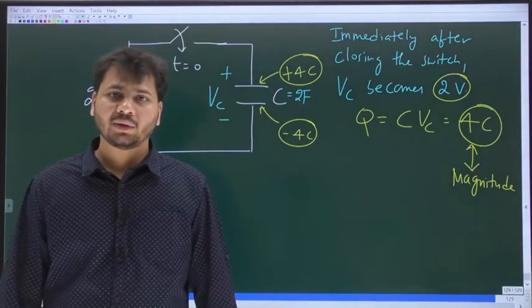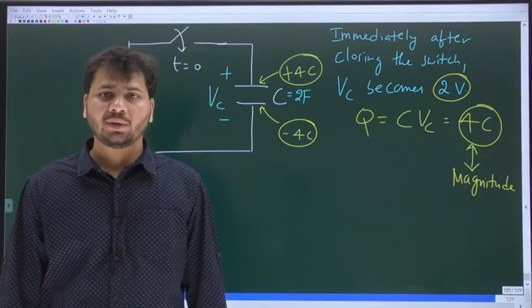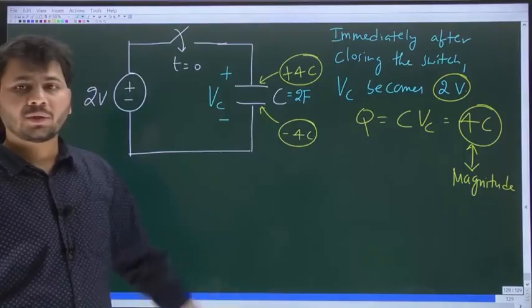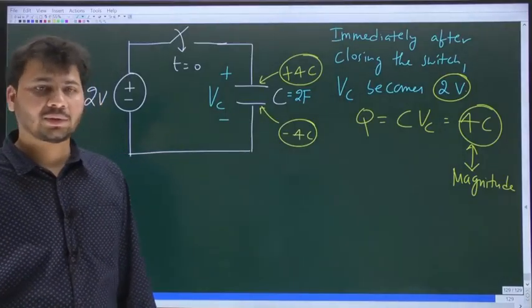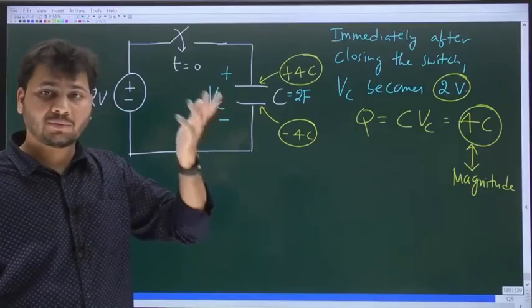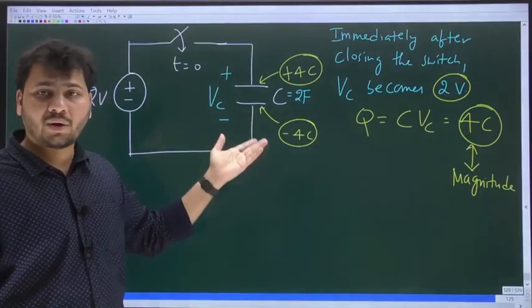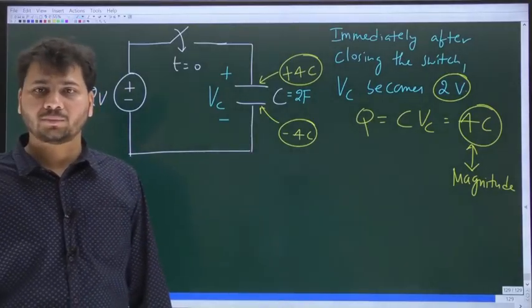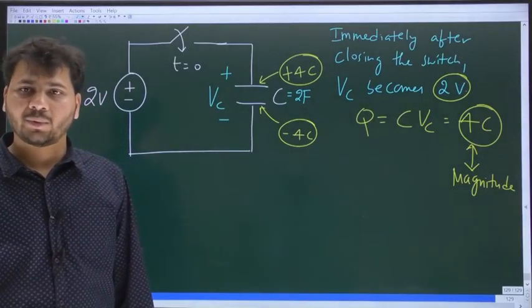Now my question is, how will both the plates attain their respective charges? How is the top plate getting plus 4 coulombs, and how is the bottom plate getting minus 4 coulombs? That is my question.